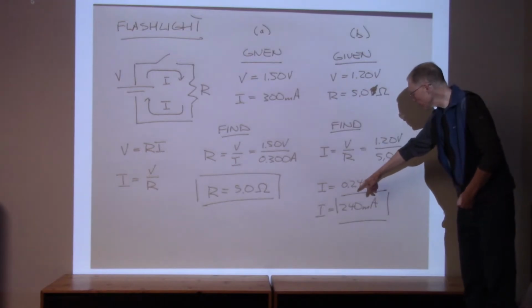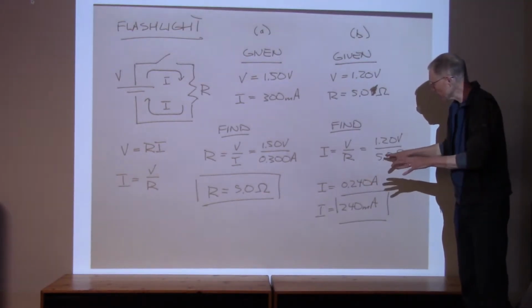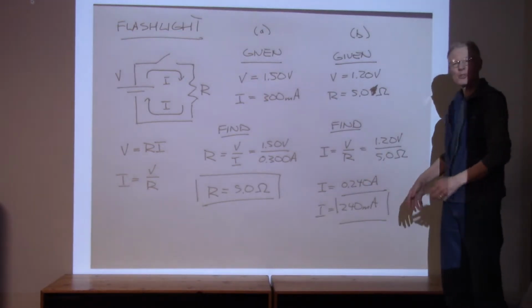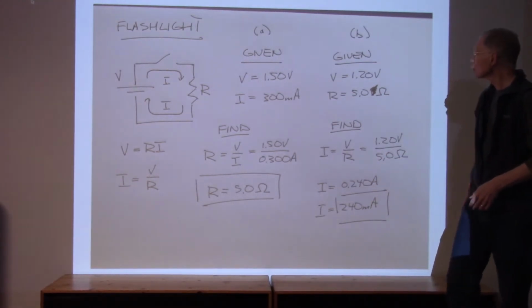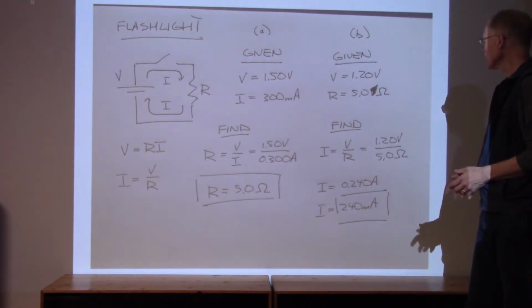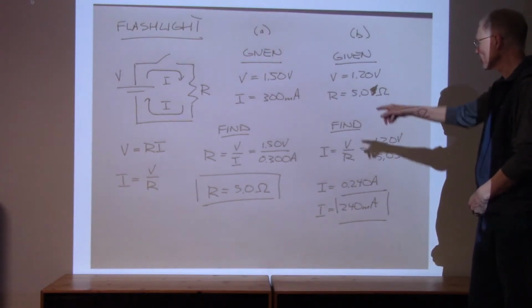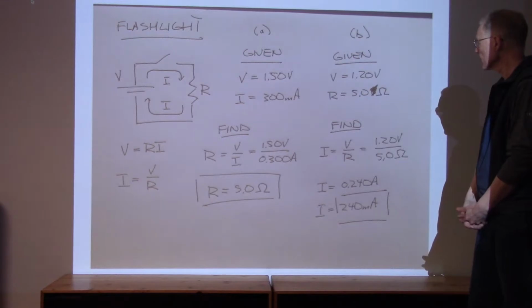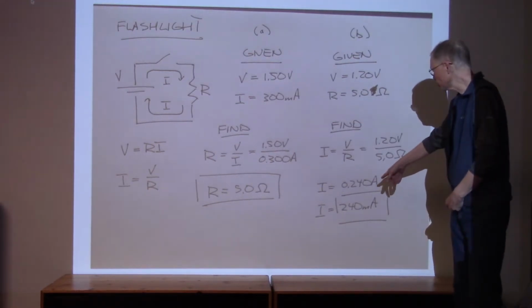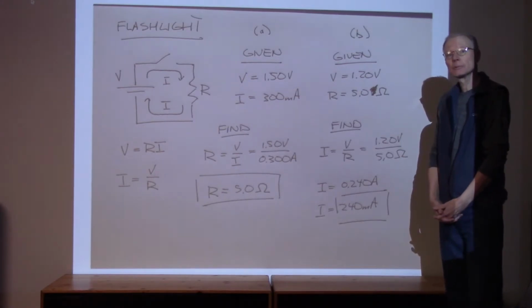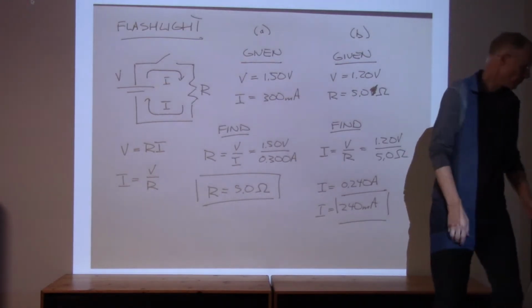Now, I saw the 0.240 amps come out of this problem, and I'm thinking, hey, I'll use those prefixes. So I converted that into milliamps. So as the battery became weaker, what we saw here was a reduction in the current from 300 milliamps down to 240 milliamps. All right.